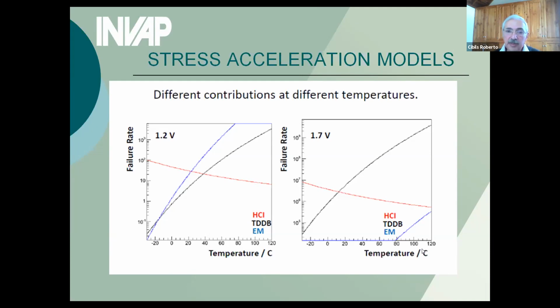And also you can see here, in the left graph, that at high temperatures, electromigration, the blue line, dominates. However, with a little more voltage in the power supply, the more significant mechanism is time-dependent dielectric breakdown. So today, in old technologies, this was not important because there was one dominant mechanism, and also the temperature was the main stress factor. Today, in new technologies, you have very different behaviors.